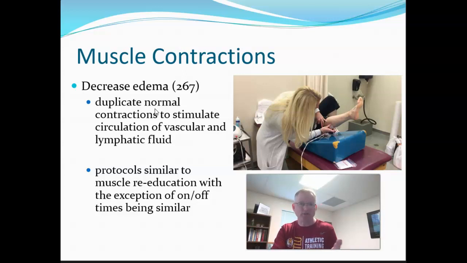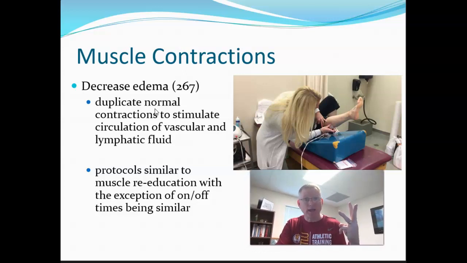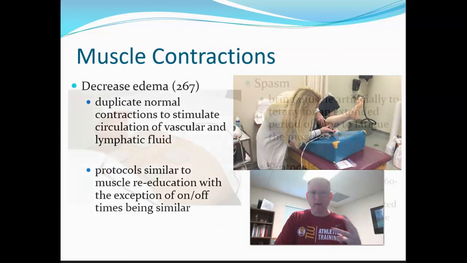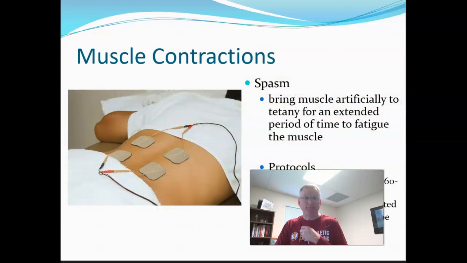The other thing, so we got muscle re-education, yay. We got getting rid of edema with muscle contractions. And number 3, we got, oh, come on, work. I got it. Excuse me. Yeah, we got spasm. This is one of my favorites, you guys. This is really one of my favorites.